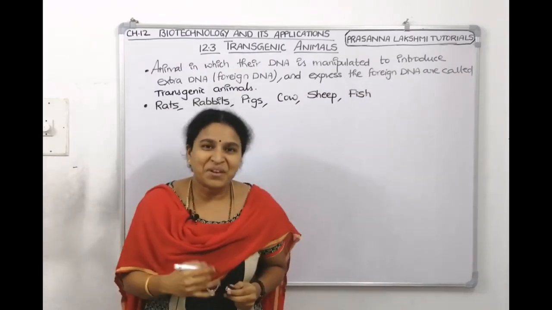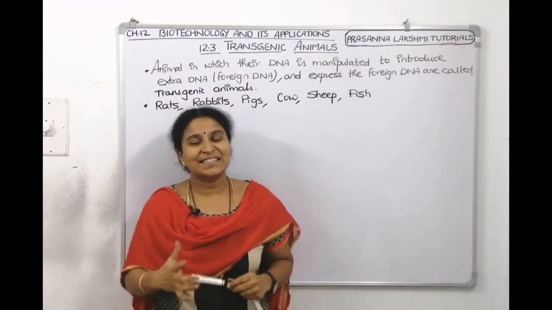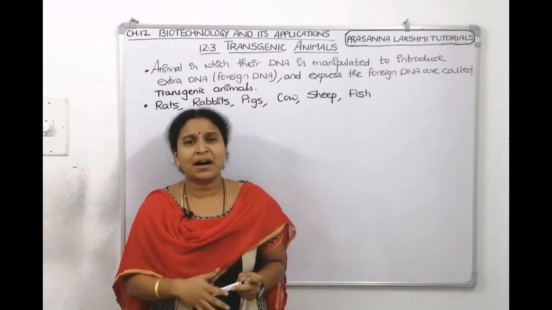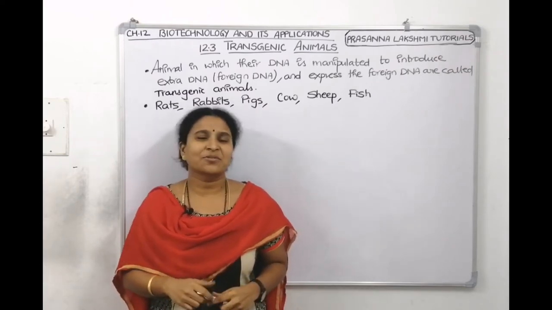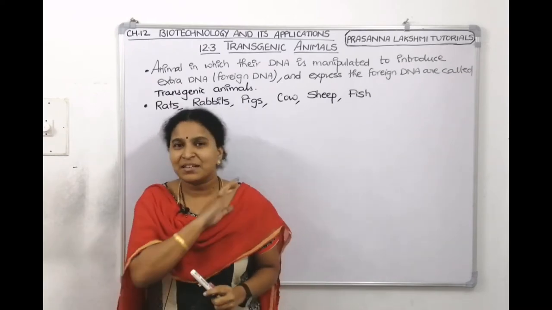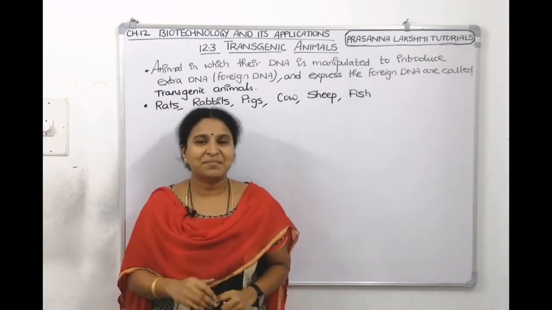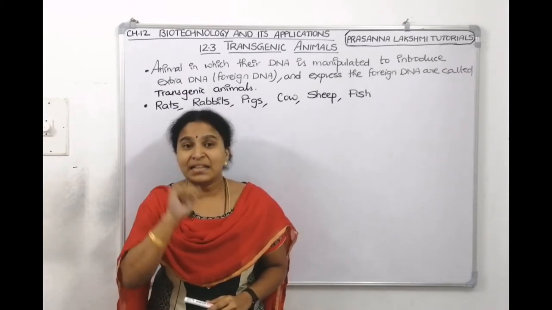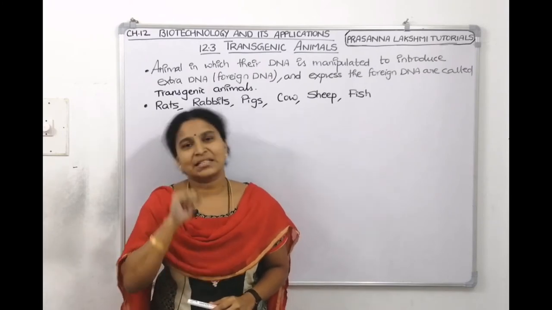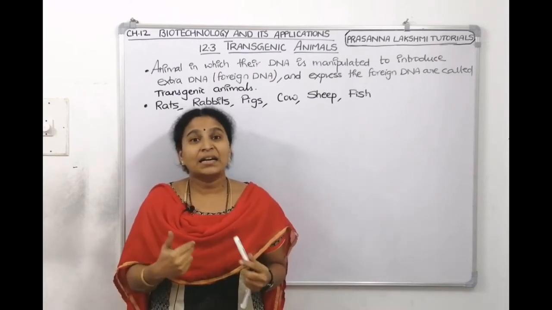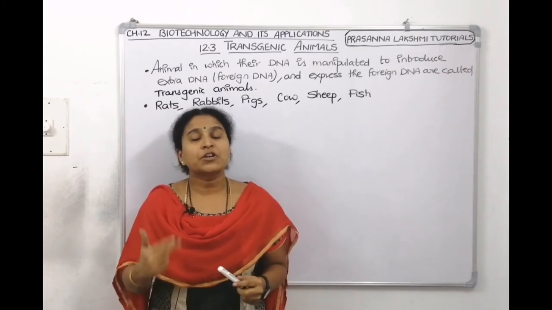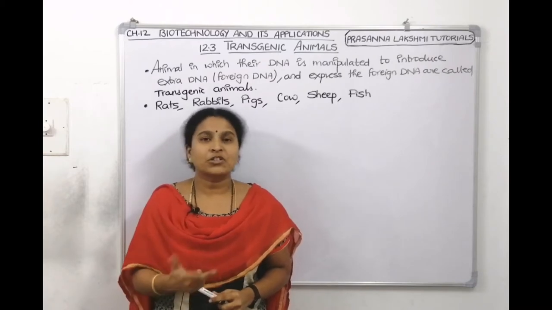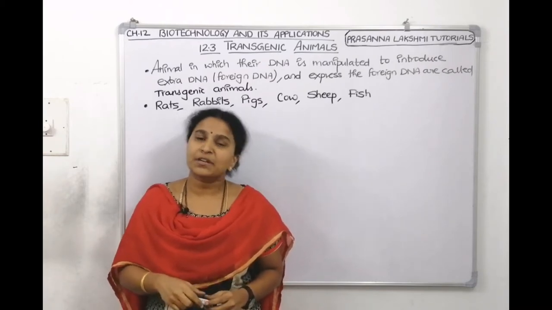Of course, a lion we can't convert into a transgenic animal. You can't cage it, right? Will it listen to you? Can you do any manipulations on it? Can you modify it? Can you control it? Obviously not. That's why lions and such carnivorous animals are not transgenic animals. Transgenic animals are those which are easy to handle, like rabbit, rat and mice, pigs, guinea pigs, because pig DNA and our DNA match a lot. So for human testing, we can use pigs also. And sheep, cow, fish are also examples of transgenic animals.